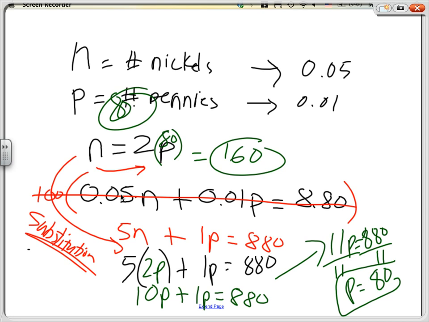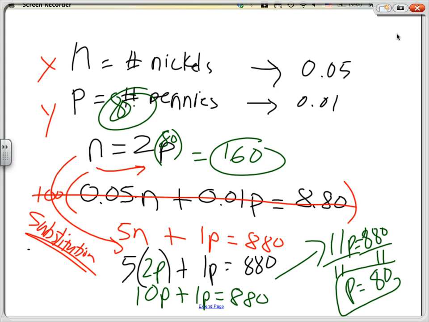I'm going to show you the graphing approach as well, and you will be doing this tomorrow using GeoGebra in your group. So let's change things a little bit. Because GeoGebra only works with x and y, we have to change the variables. Let's define our nickels to be x and our pennies to be y. I want you to make sure you remember that.